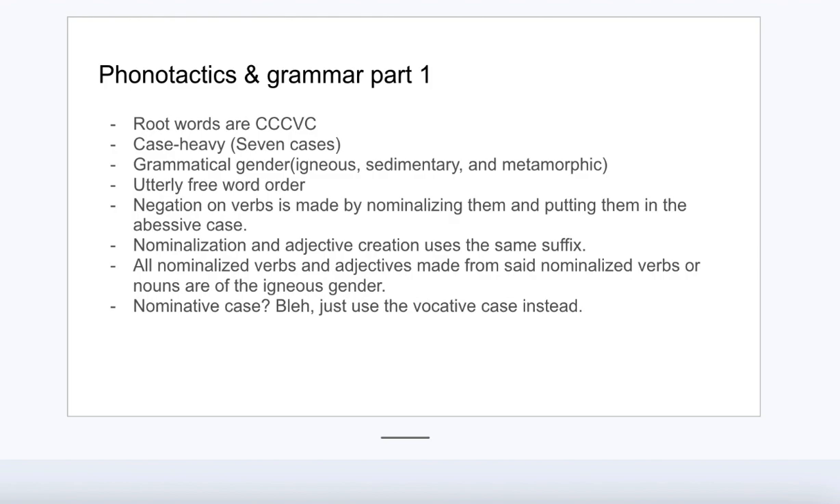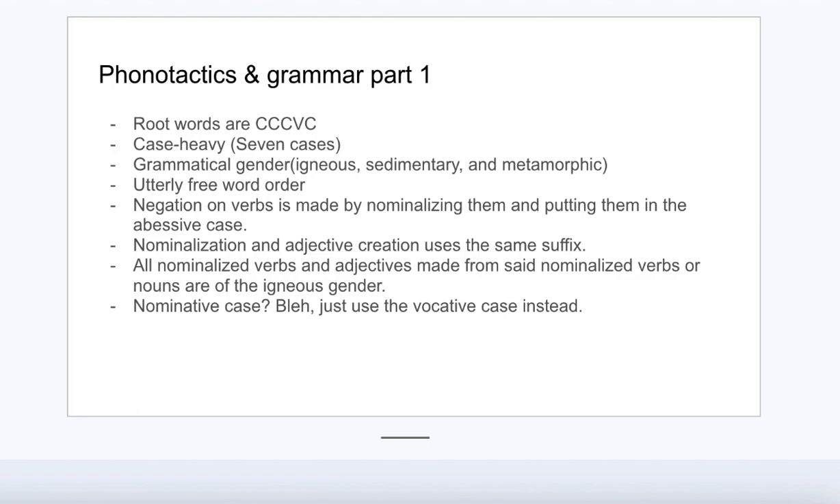Negation on verb is named by nominalizing them and putting them in the abessive case. Nominalization and adjective creation uses the same suffix. All nominalized verbs and adjectives made from said nominalized verbs or nouns are of the igneous gender. And nominative case, who needs to know that?